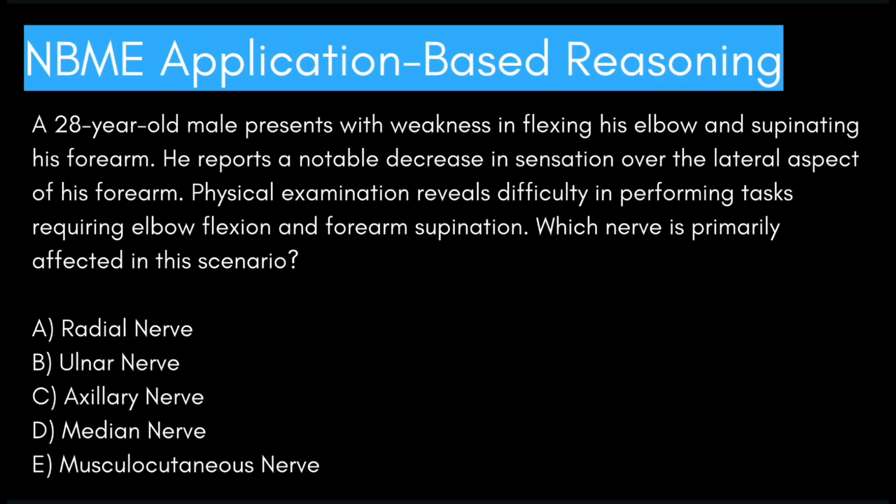We have a 28-year-old male that presents with weakness in flexing his elbow and supinating his forearm. He reports a notable decrease in sensation over the lateral aspect of his forearm. Physical examination reveals difficulty in performing tasks requiring elbow flexion and forearm supination. Which nerve is affected in this scenario?